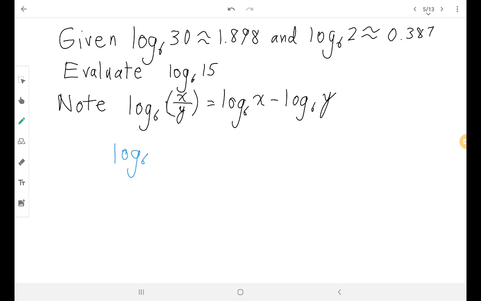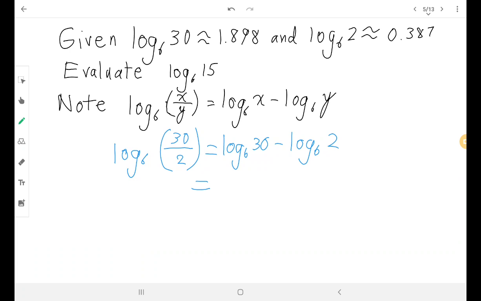So log base 6 of 15. 15 is 30 divided by 2, and I think you can probably already see where this is going. So that would be log base 6 of 30 minus log base 6 of 2, and I have decimal approximations for each one of those.